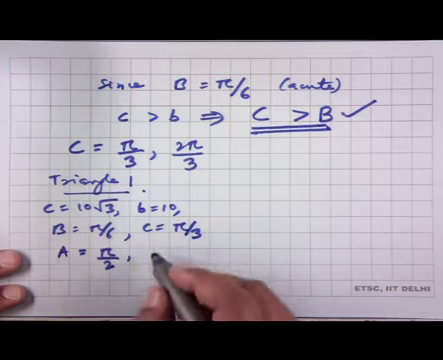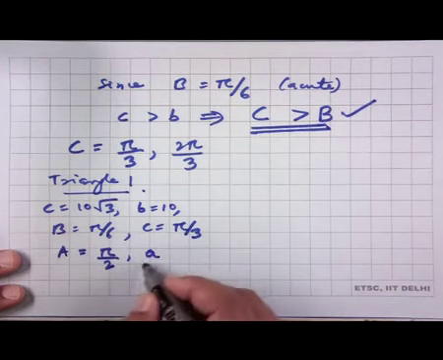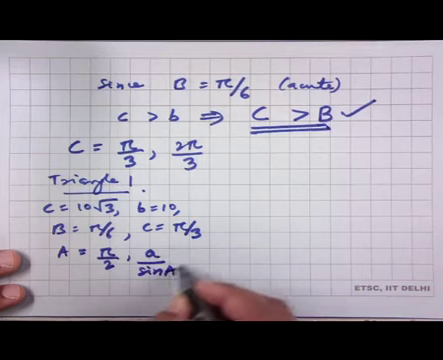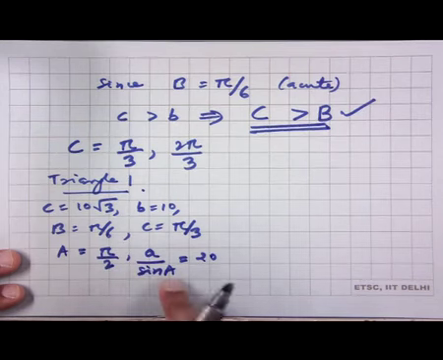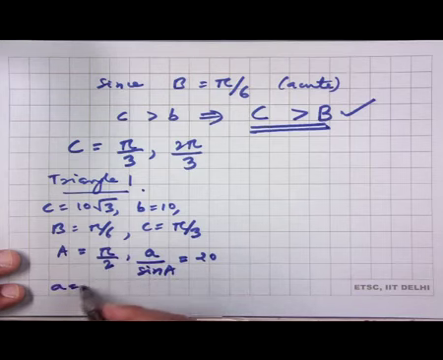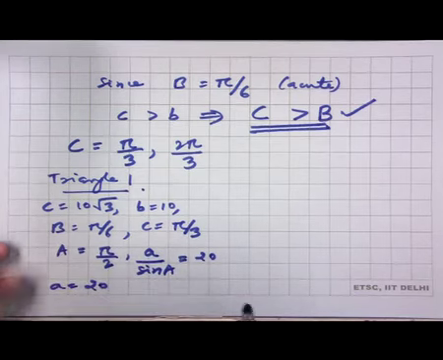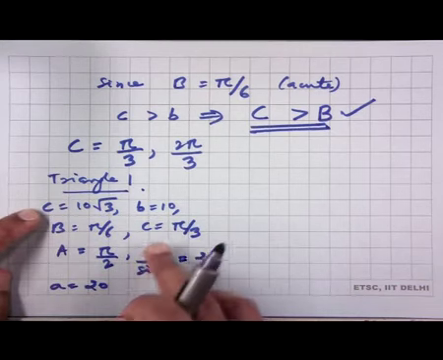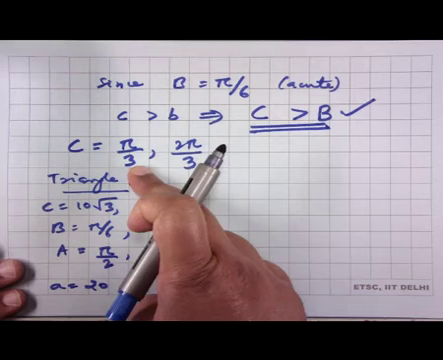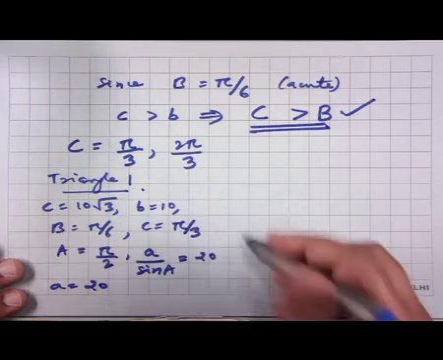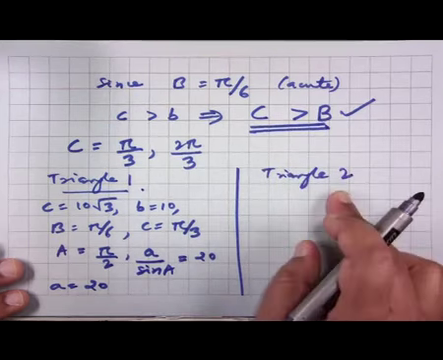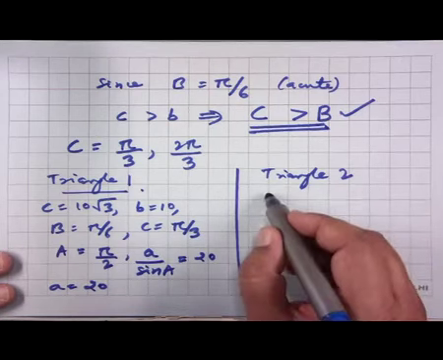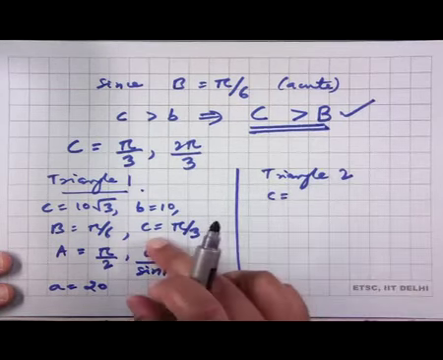So, triangle number 1 will be where c is 10 root 3, b is 10, angle B is pi by 6, angle C is pi by 3, and of course, from these two we get A is equal to pi by 2. Then the remaining side a can be found from the sine law, because a by sine A is equal to b by sine B, which is 20, and A is pi by 2, sine pi by 2 is 1, and therefore, a is of length 20. So, this is one of the triangles which we get if we take angle C equal to the acute angle possibility, which is pi by 3.